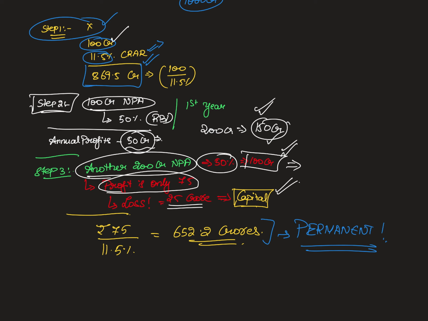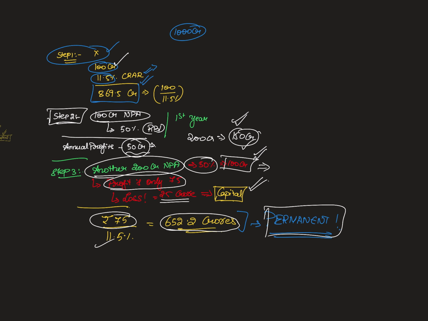Now, we began with 100 crore capital. Now you only have 75 crore. Now, the maximum amount that a bank can lend is only 652.2 crores as per this calculation. This is a permanent reduction. That is why provisioning is different from capital requirement.